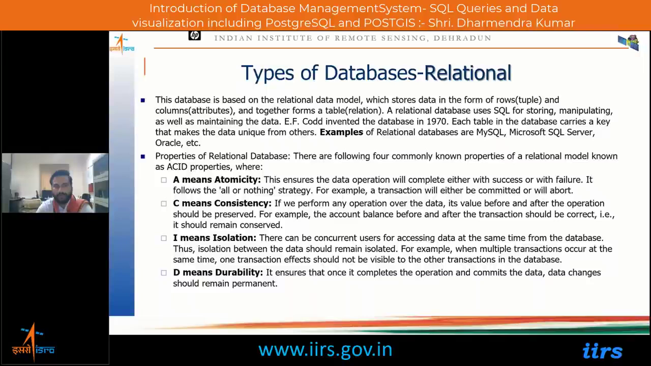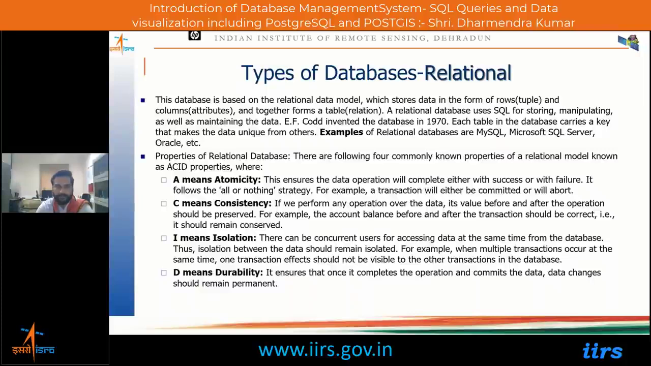So atomicity means each operation is either done or not done. C means consistency: before the operation and after the operation, the data should be in a consistent state. And isolation means multiple operations on the database should not affect each other.